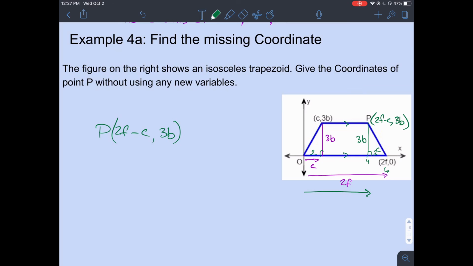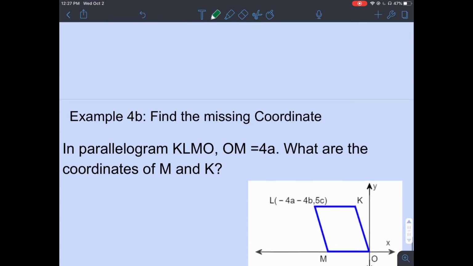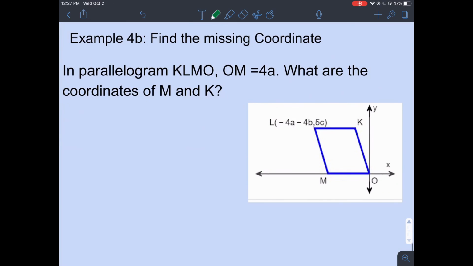All right, so let's do the same thing. You have one more left. I want you guys to try to find the coordinates of point M and K using what you've been given here as point L, which is at (negative 4A minus 4B, 5C), and point O is at the origin. So pause your video now and come back and check your answers when you're done.